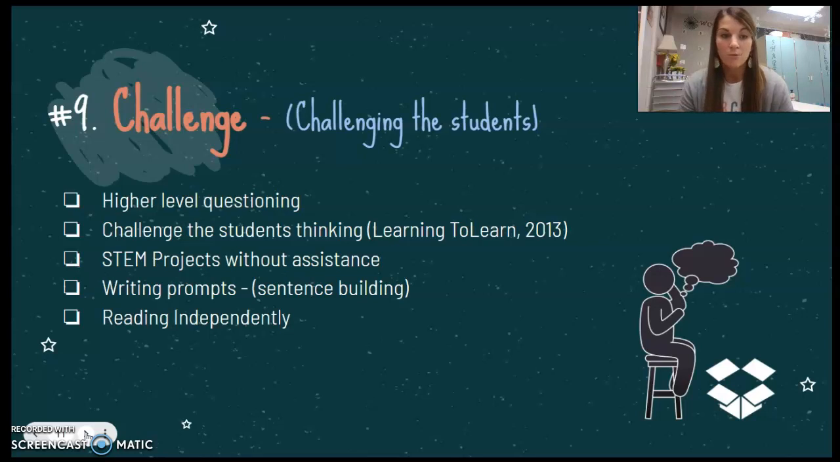Writing prompts, that's a hard skill in kindergarten. They're just learning how to write, but that is challenging them to utilize their brain, their spelling skills, their reading skills, their comprehension of the topic. And then reading independently, their reading skills are minimal in the start, but by challenging them to read with a partner, challenging them to read by themselves, or just even as a whole class, it's constantly pushing those students to meet the next expectation or that next higher level.